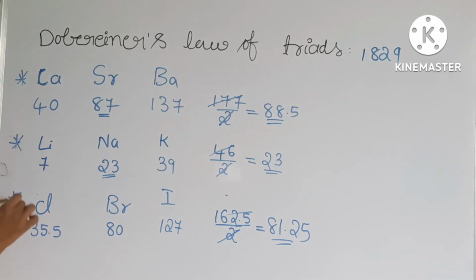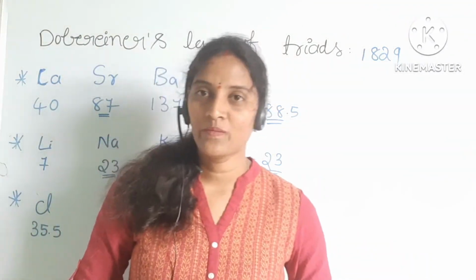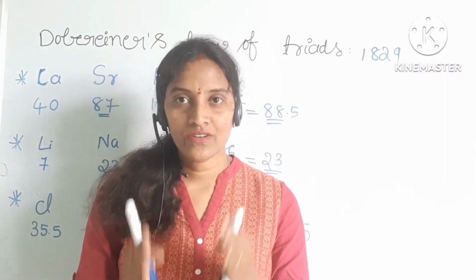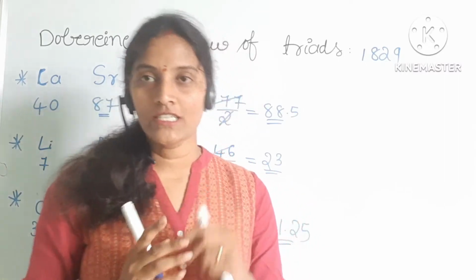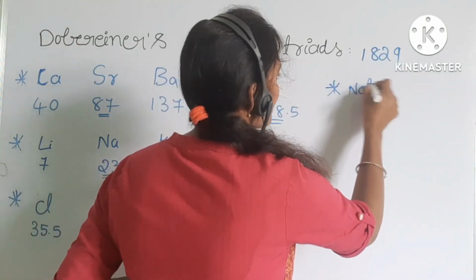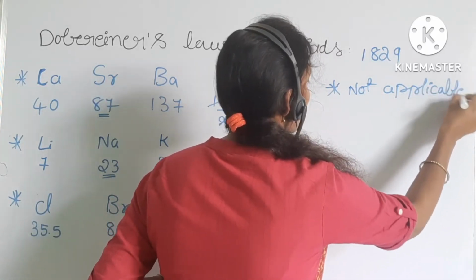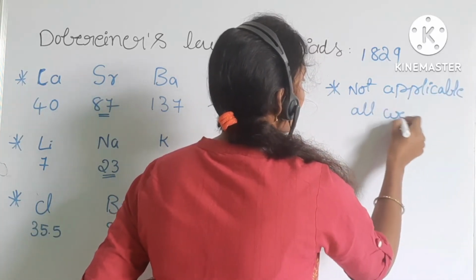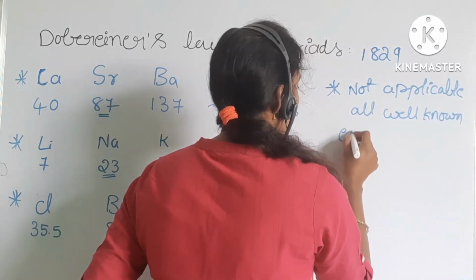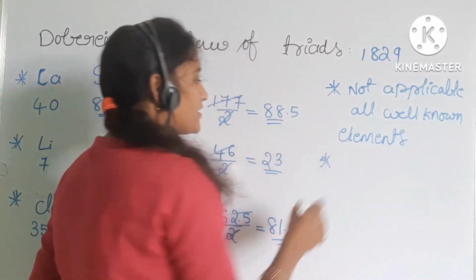Up to this extent, okay. Is it applicable for all well-known elements at that time? No, it is not applicable. It is limited to some elements only. That is one drawback: it is not applicable for all well-known elements at that time.